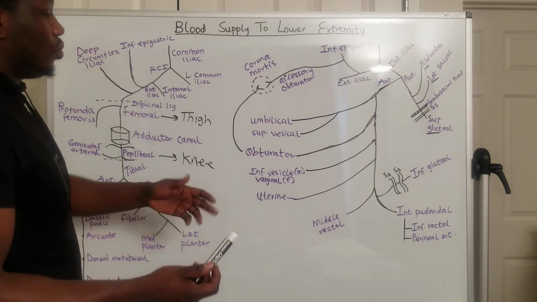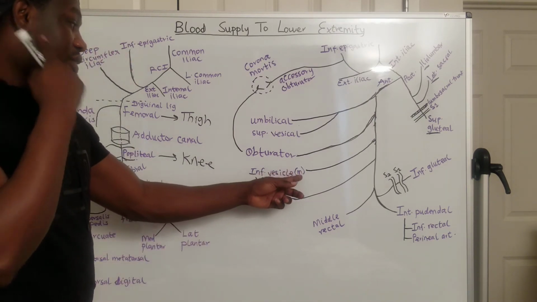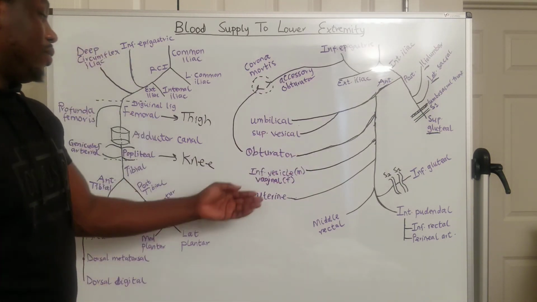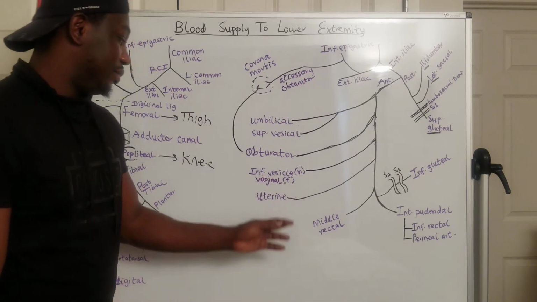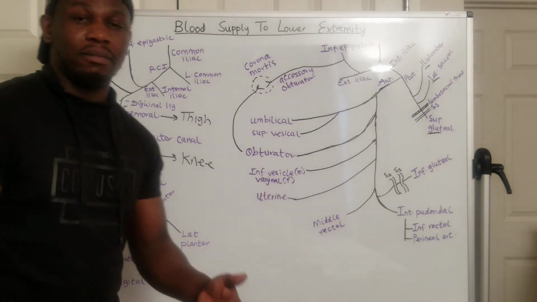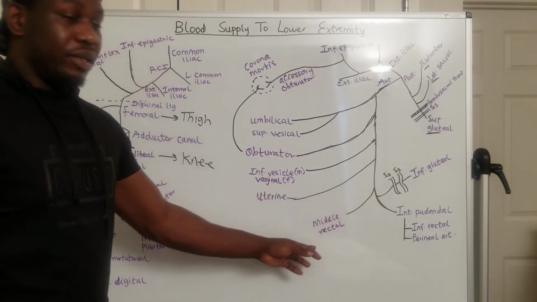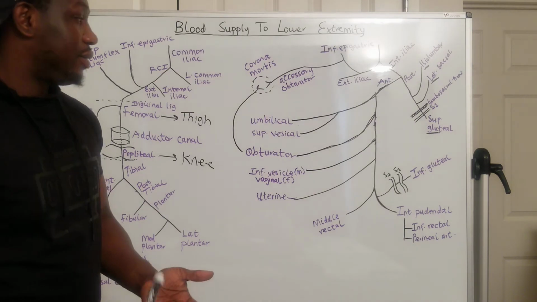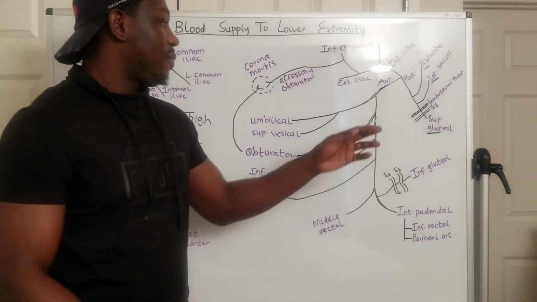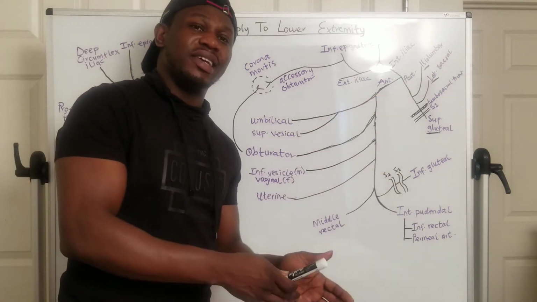All right. So let's look at the other branches. We have the inferior vesical, for males. For females it is the vaginal artery, which gives off to the vagina. We have the uterine artery, which gives blood supply to the uterus. And then we have the middle rectal.